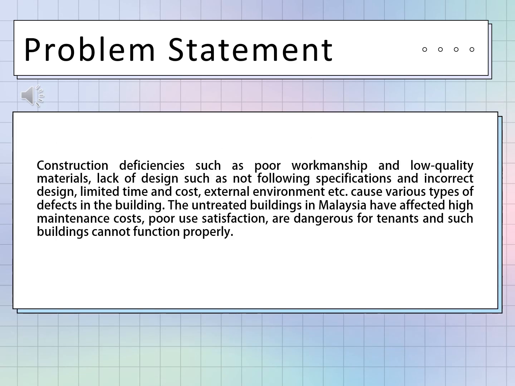The problem statement is the construction deficiencies such as poor workmanship and low quality material, lack of design such as not following specification and incorrect design, limited time and cost, external environment and others. Because of the various types of defect in the building, untreated buildings in Malaysia have high maintenance costs, poor use certification, are dangerous for tenants and such buildings cannot function properly.